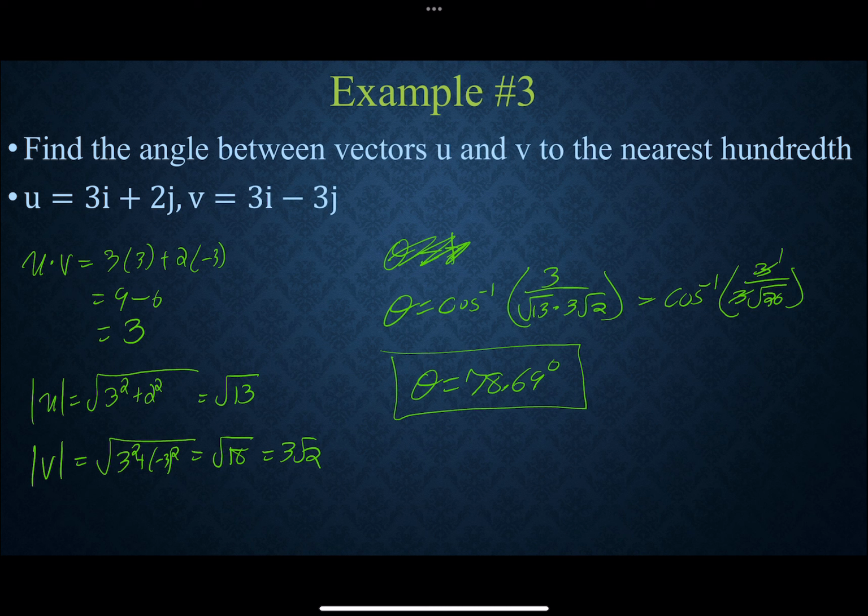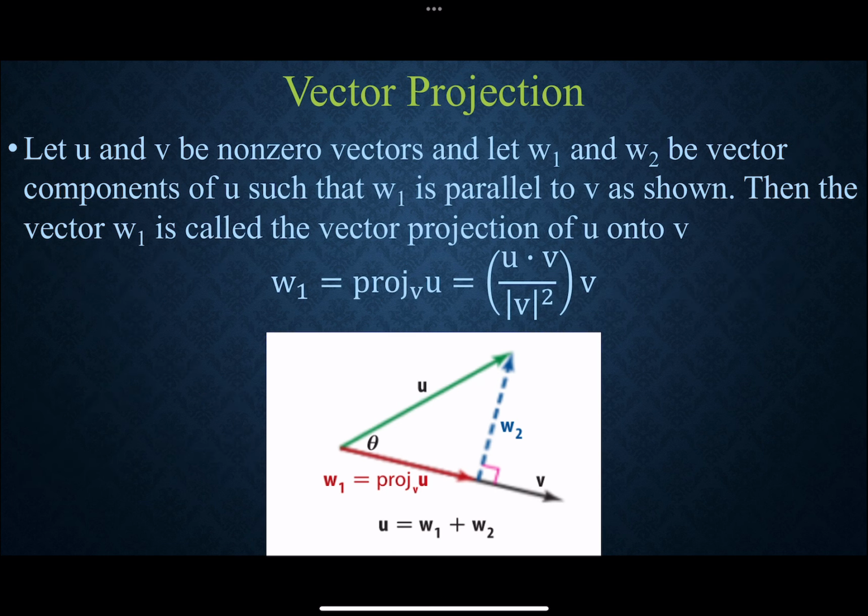Now, whether the angle is acute or obtuse, that's going to be very important to recognize without even calculating the angle here, which again is all about the dot product. We're going to talk about the vector projection right here. So vector projection, you have u and v are non-zero vectors. W1 and W2 are vector components of this u, such that W1 is parallel to v. It's not necessarily going to be the same length as v, but it's in the same direction as v. Or it could be in the opposite direction because it's parallel. And that's where the angle is going to come into play for that. This vector W1 is called the vector projection of u onto v.